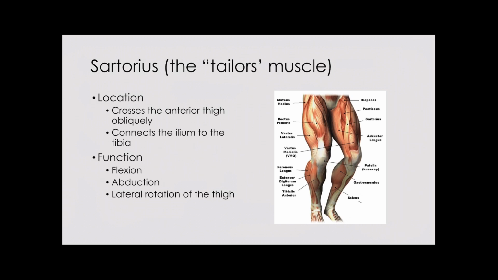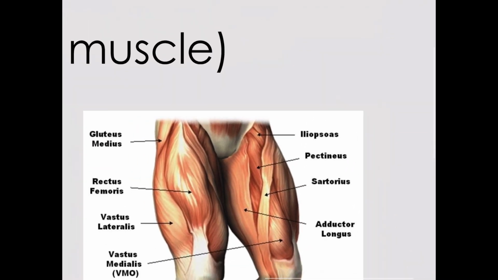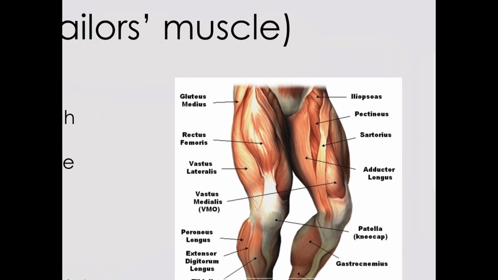Then you have your sartorius. This is called the Taylor's muscle. This is what is going to cross the anterior part of your thigh, and it's going obliquely, and it's going to connect your ilium to your tibia. This helps with flexion, abduction, and lateral rotation of your thigh. It doesn't have any group members.